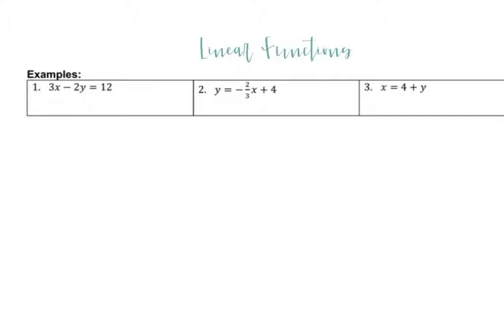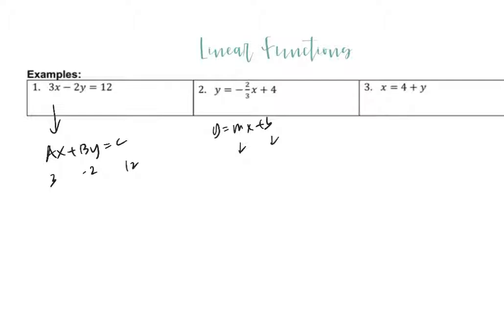So here are some examples of linear functions. You've got this one where it's ax plus by equals c, because the a is 3, the b is -2, and the c is 12. This is a linear function. This one, we've got y equals mx plus b. m is a slope, b is y-intercept.